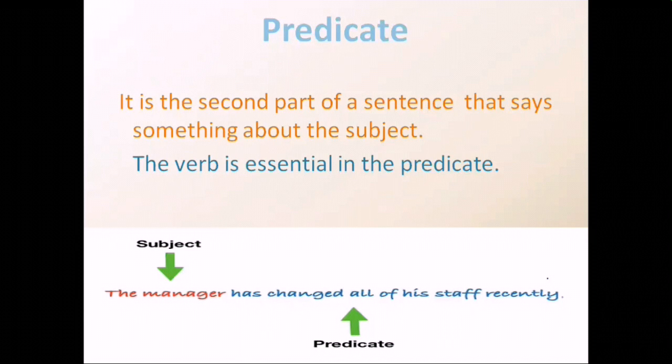See this example. The manager has changed all of his staff recently. Whom are we talking about? The manager. Thus, it becomes the subject of the sentence. And the rest becomes what? Predicate.